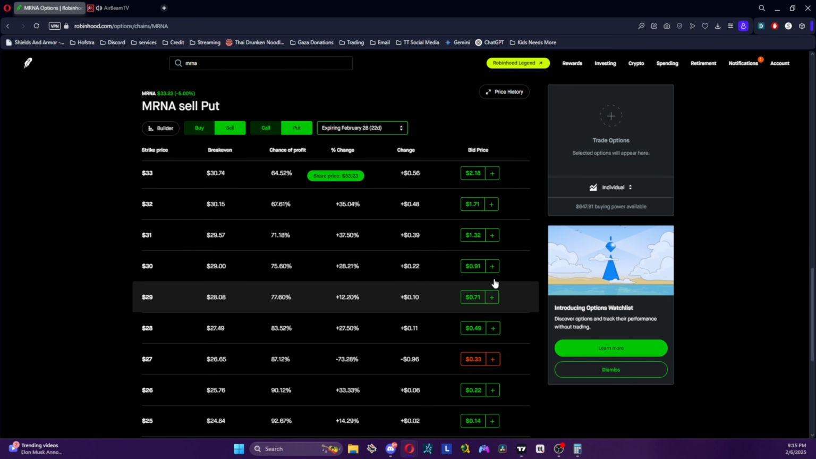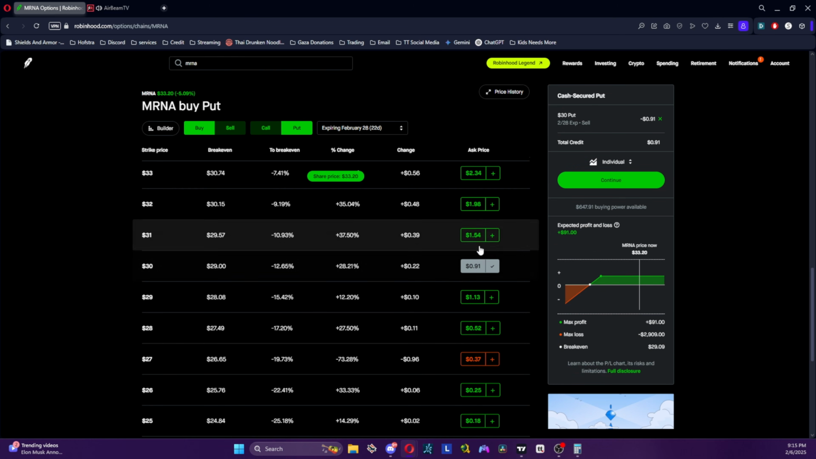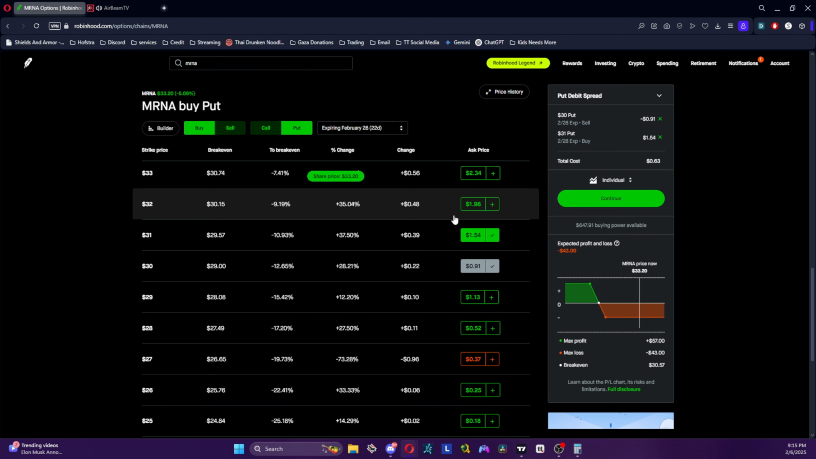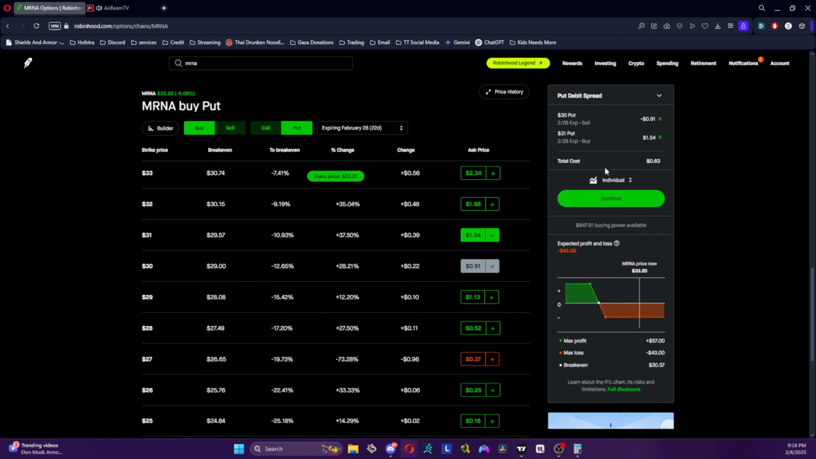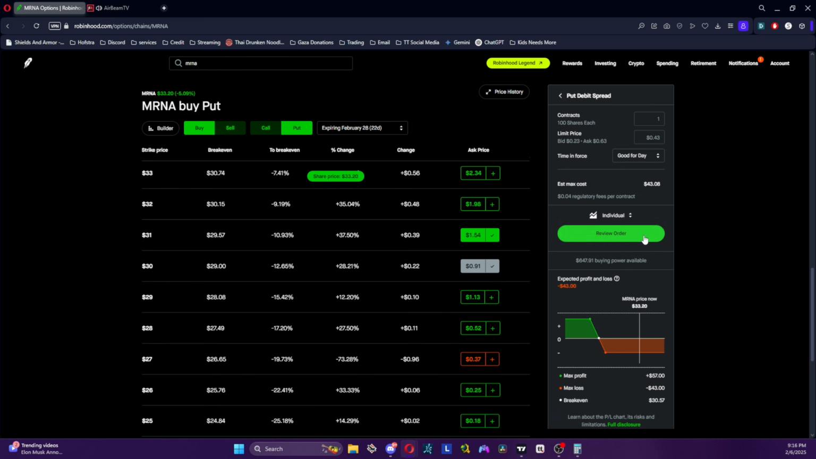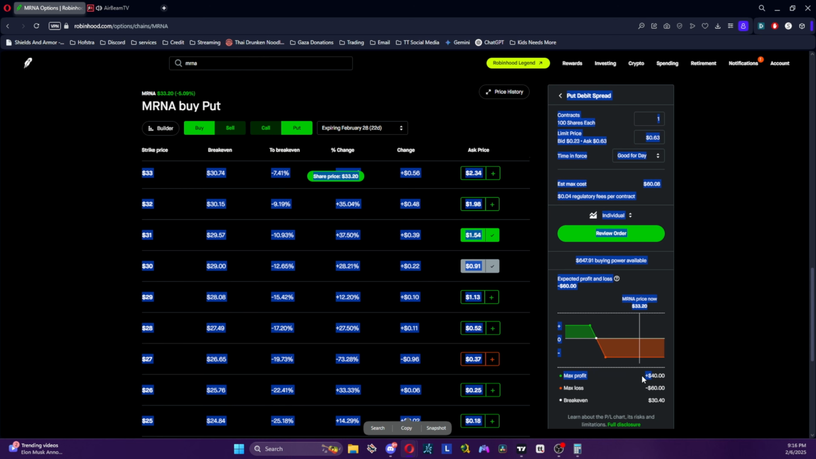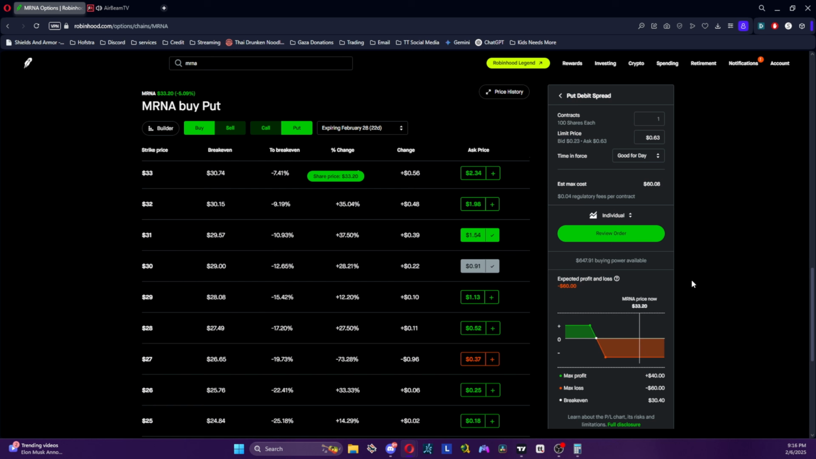So we think it's going to reach $30, so we need to buy the more expensive contract, which is the 31 puts. The difference between this is it says right here 63, so let's just put 63. And you could see you're risking $30 for $40 max profit. Is this good risk to reward?